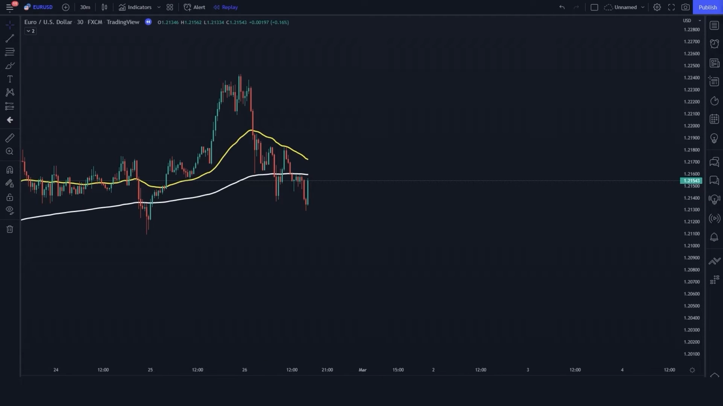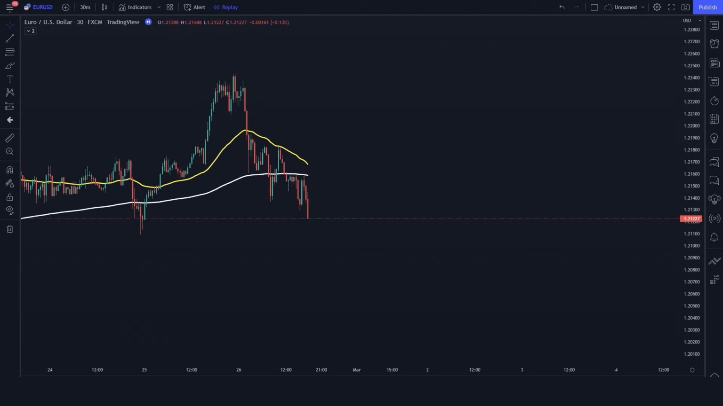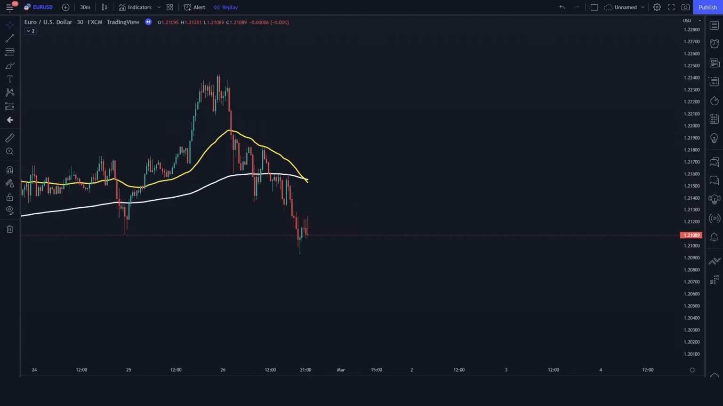Now, you can see in the chart. The 50-period EMA is above the 200-period EMA. Wait until the 50-period EMA crosses below the 200-period EMA. When the 50-period EMA is crossing below the 200-period EMA, go for a sell or short transaction.